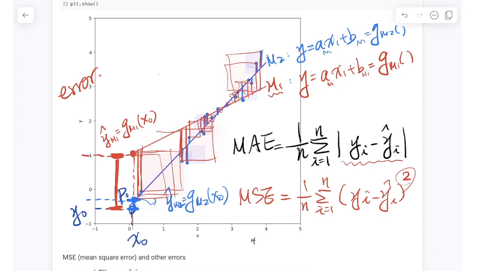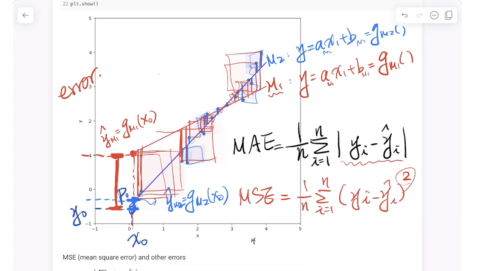And the concept is the same. If your model is not that good, the sum of the squares right here will be bigger, like the blue one. There are some little squares right here. If your model is better, your MSE value will be smaller because you have a smaller sum of the squares, the area of the squares. So basically, that is the way we evaluate different models.